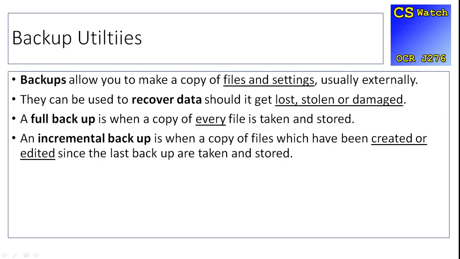And there are two types of backups you need to know about. A full backup is where a copy of every single file on a particular storage device is taken and stored elsewhere. So absolutely everything. A full backup takes a long time to do because it's got to make a copy of everything which is there. There's also an incremental backup, where copies of files which have been created or edited, so anything which has been changed or created since the last backup, gets taken and stored.